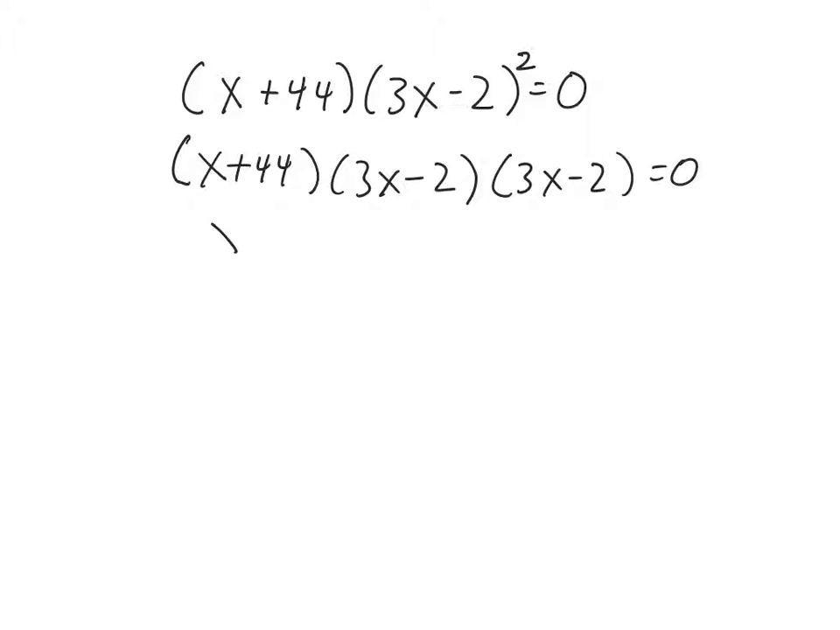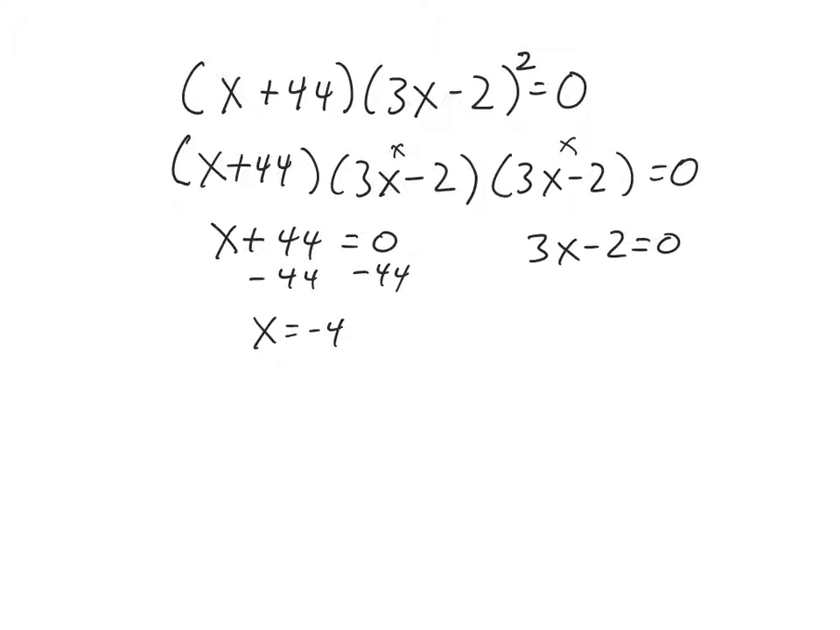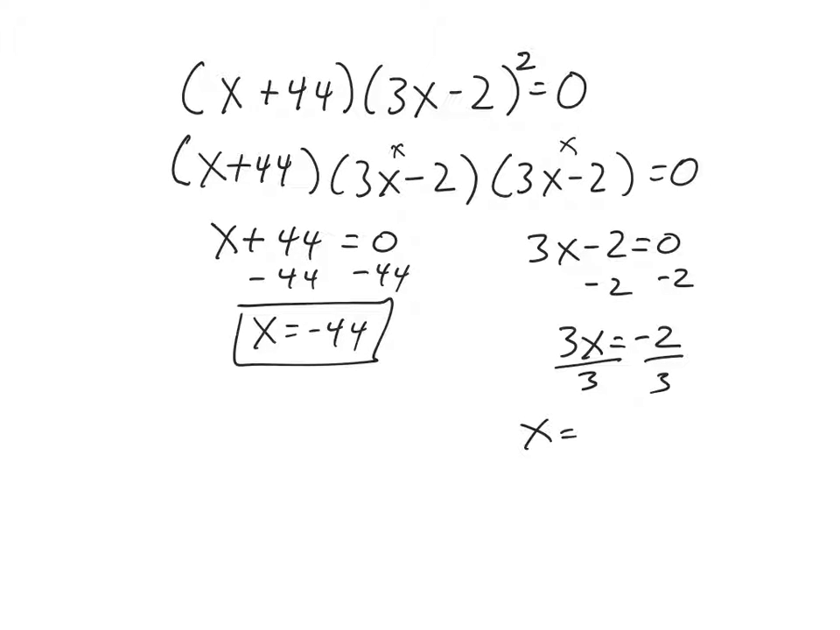So we're going to do x plus 44 equals 0. And we're going to do 3x minus 2 equals 0. And since these are the same, this one and this one, I don't have to do both of them. I just have to do one, and that'll be the answer for both. Alright, so on the first one, I'm going to subtract 44 from both sides, and I will get x is equal to -44. Here's my first answer. My second answer, I'm going to subtract 2 from both sides, and I'll get 3x equals -2, divide by 3, and x is -2/3.